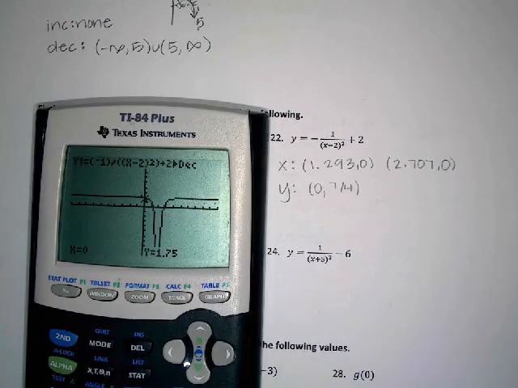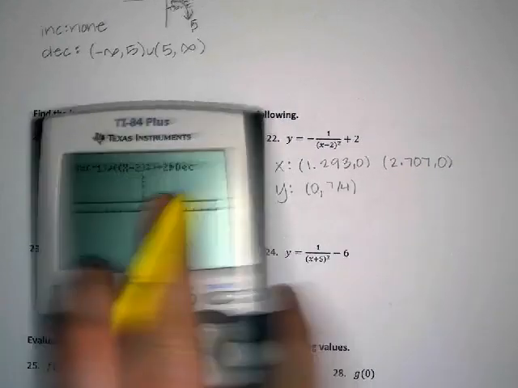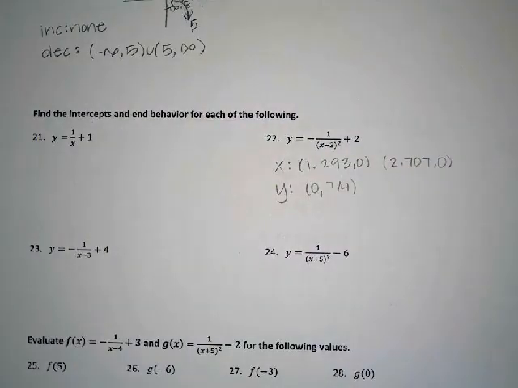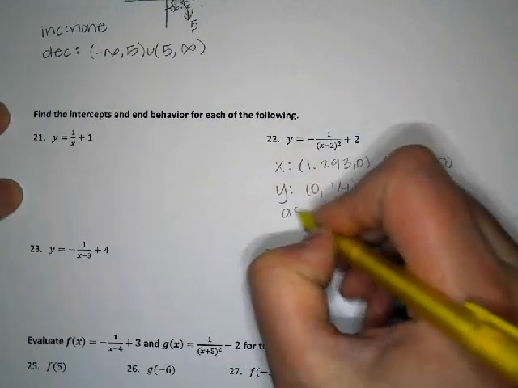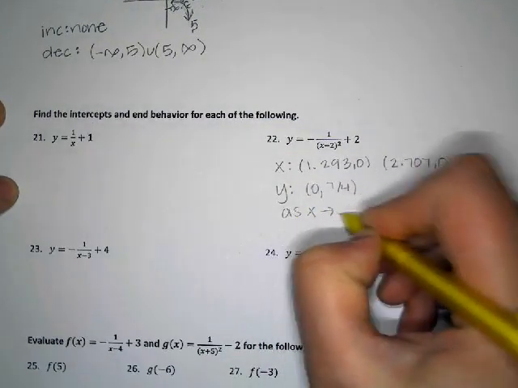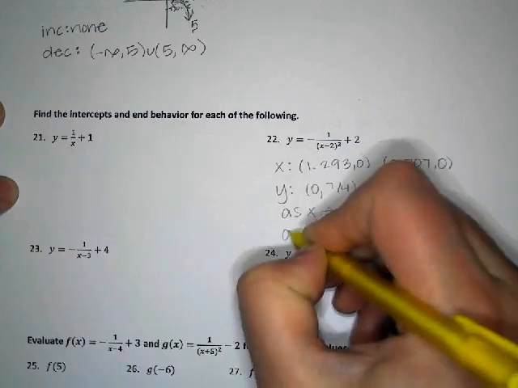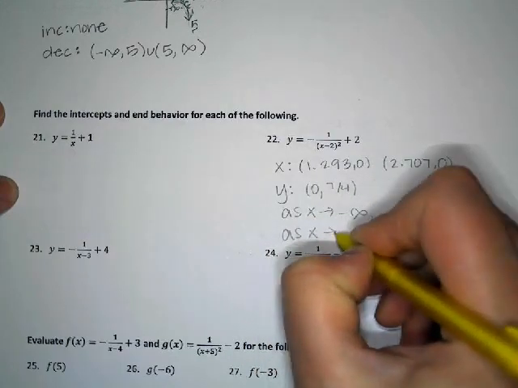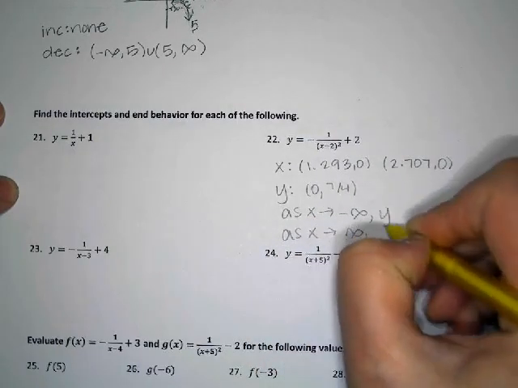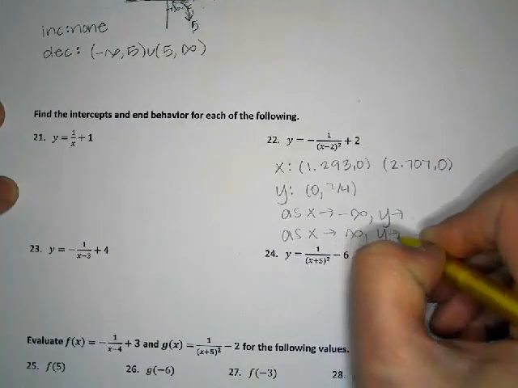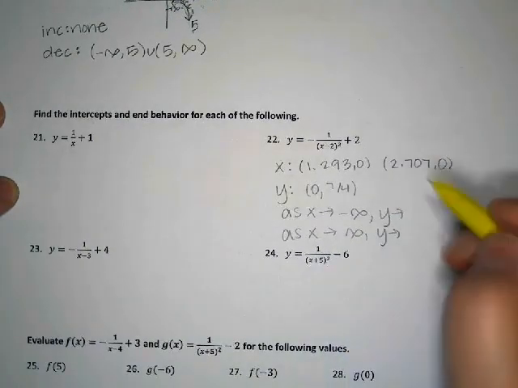Okay, this problem wants us to do end behavior, so I'm not even going to look at the graph. I'm just going to say, as I look at my left arrow, as I look at my right arrow, I know that both of these are going to go to the horizontal asymptote, which is 2. Don't even have to look. I already know what the answer is.